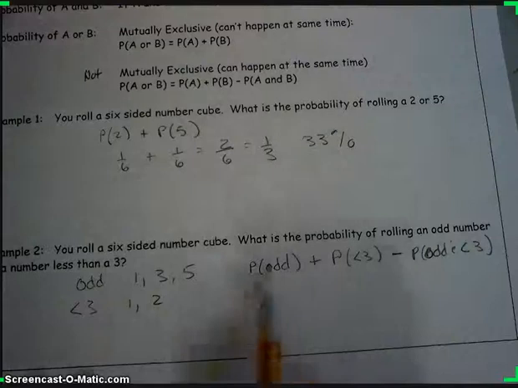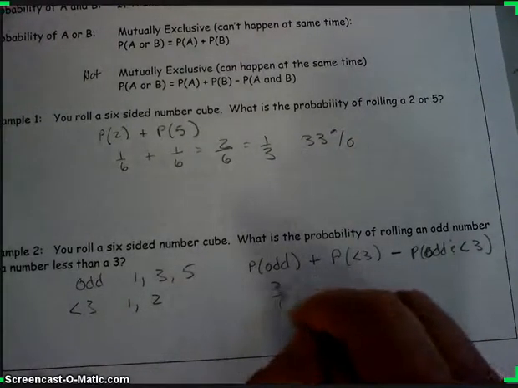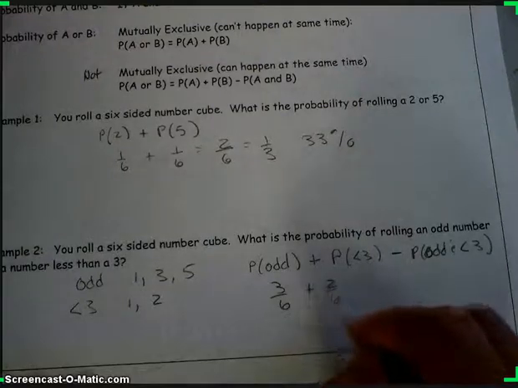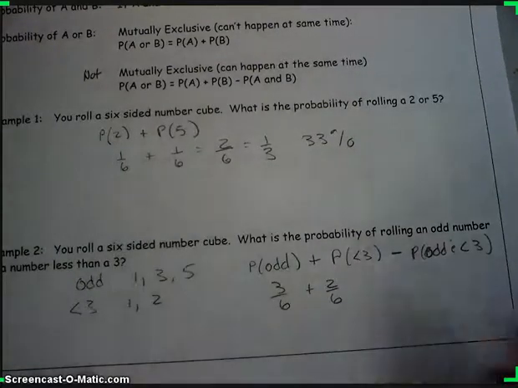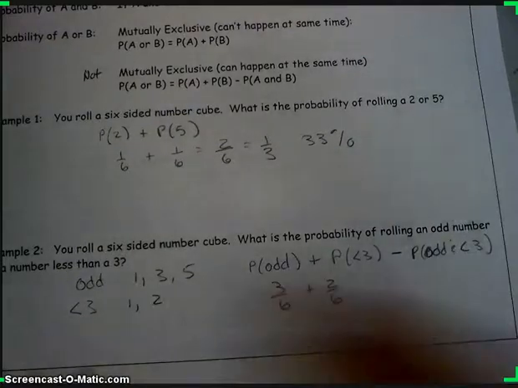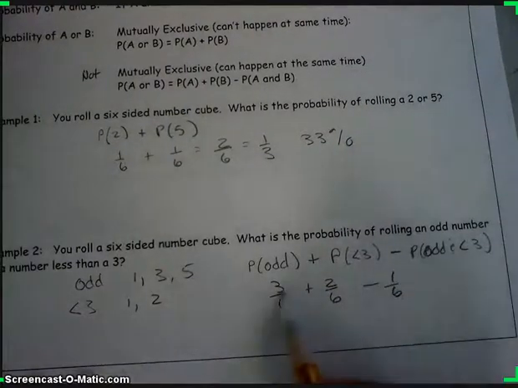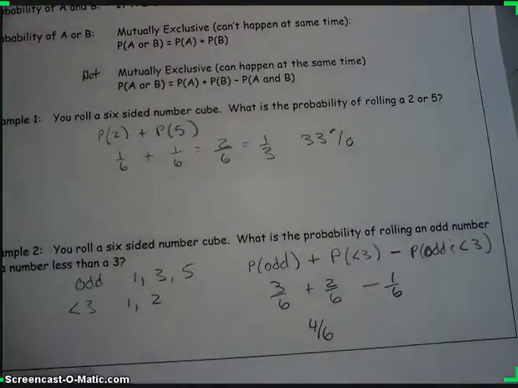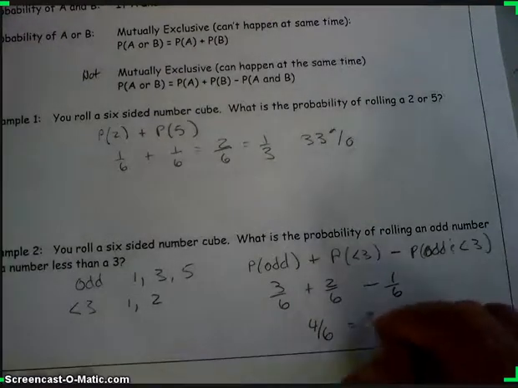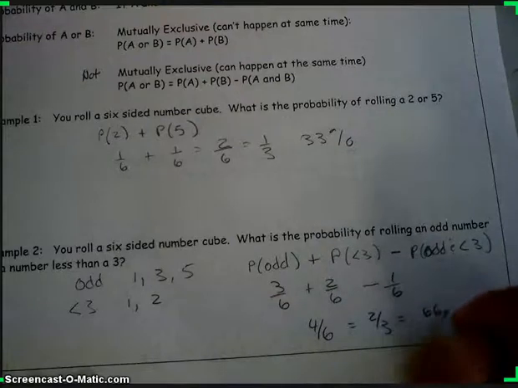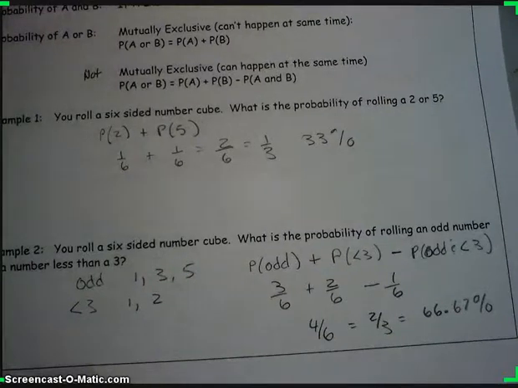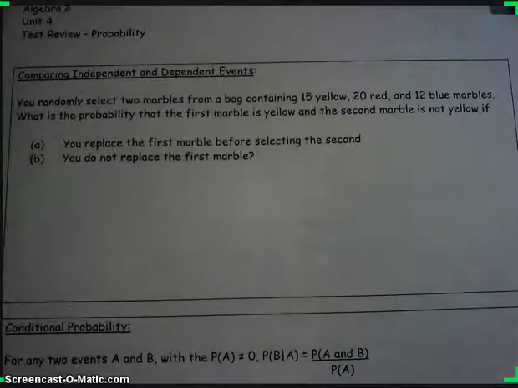Alright, so the probability that I'm going to get an odd is going to be 3 out of my 6 possible outcomes. The probability that I'm less than 3 is 2, because I can get a 1 or a 2. And the probability that I'm both odd and less than 3 is only 1, is a 1. So it'll be minus 1 over 6. So 3 plus 2 is 5, minus 1 would give me 4 out of 6. And 4 divided by 6 is 2/3, which is equal to 66.67%. Okay, so that's an example of not mutually exclusive events. Okay, so remember we're going to compare independent and dependent events.